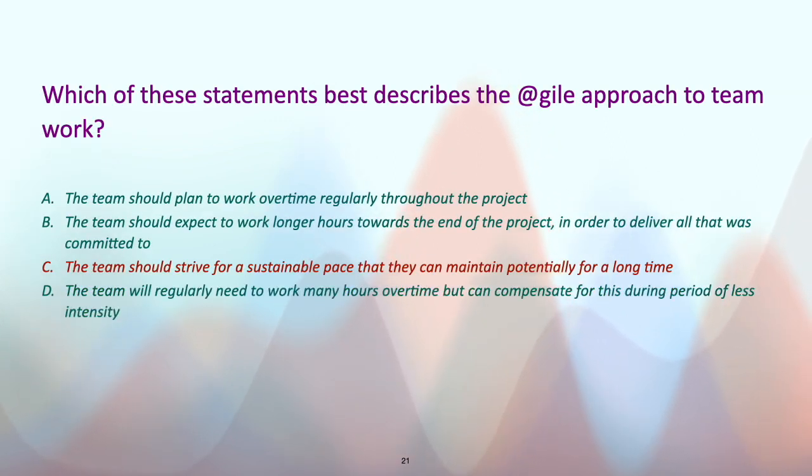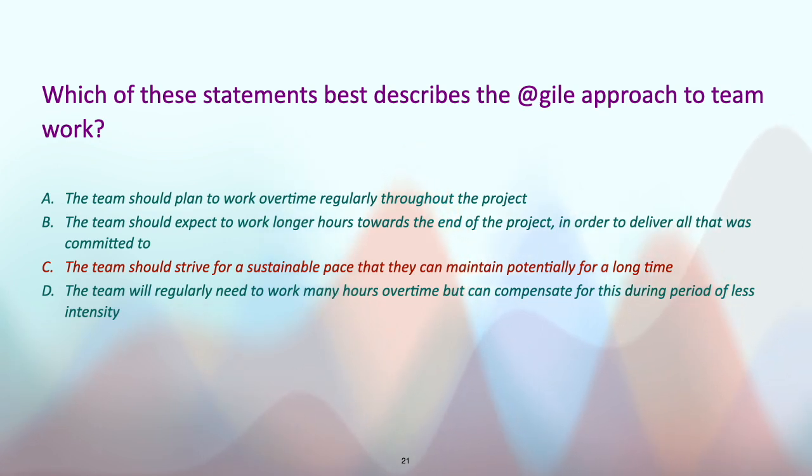It says the team should strive for a sustainable pace that they can maintain potentially for a long time, right? Because it's not just for 1 or 2 sprints. When we talk about a project, it is like every sprint we need to follow the same approach. So I think that's why option C is the most correct answer here.